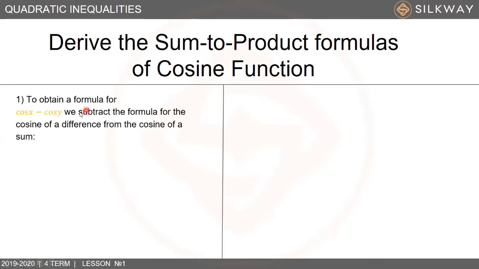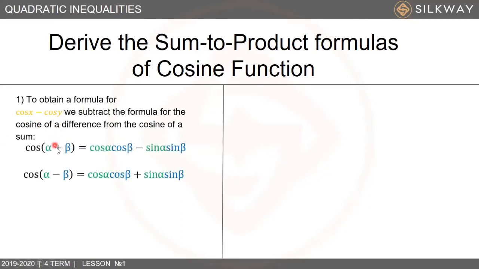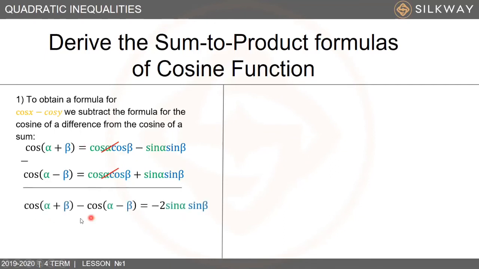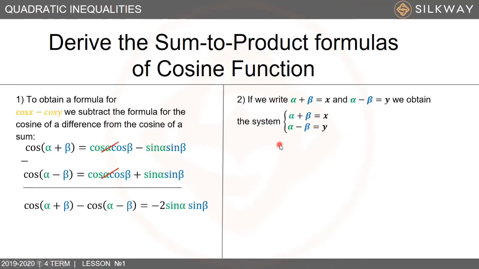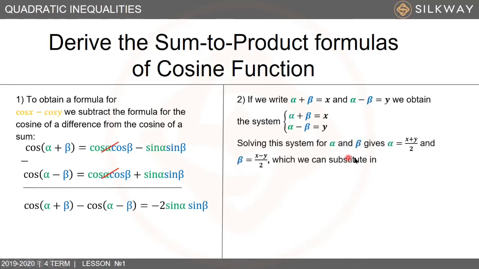Okay, to obtain a formula for cosine x minus cosine y, we use these two formulas, and we subtract them, and these expressions are cancelled, and we will have this expression. Okay, and then from the previous steps, we substitute alpha plus beta by x, alpha minus beta by y, and alpha by this expression and beta by this expression, and we will have this formula.